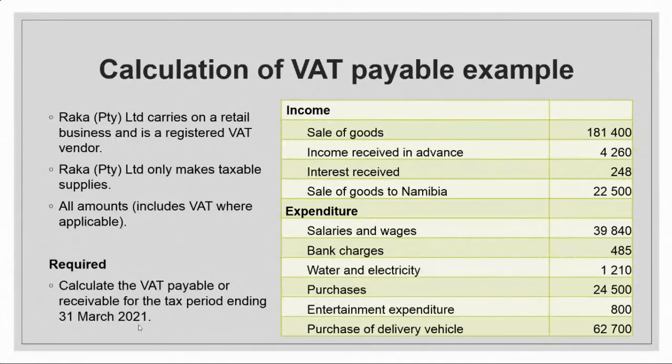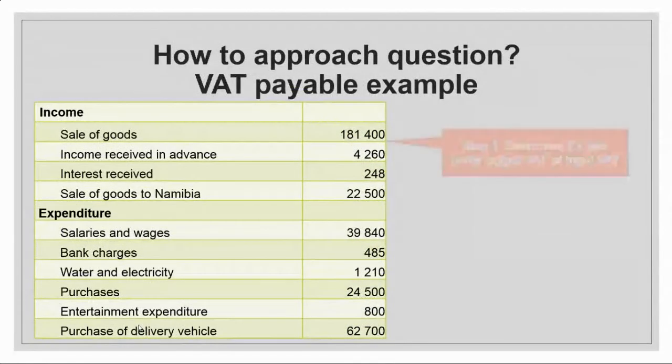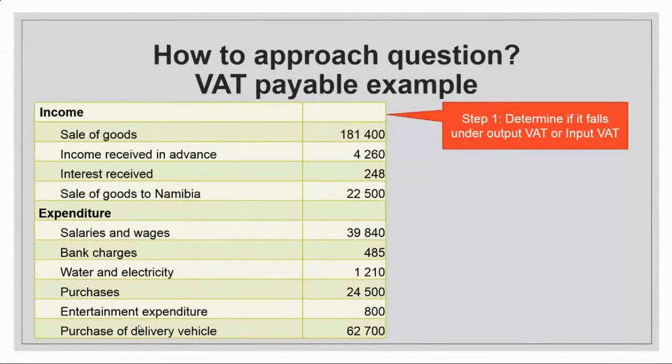So to get to that point, you would have to distinguish in your question between what type of supply it is. Is it a taxable supply? Is it an exempt supply? Because that would impact the VAT amount that you would show in your calculation. Okay, so let's see how you approach it. So firstly, you have to see if it falls under your output VAT or your input VAT. Okay, so that's step one. Go through the information and determine, is it input VAT? Is it output VAT? Where do I need to put it in my question?